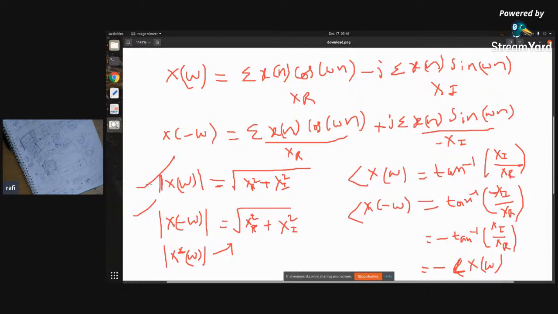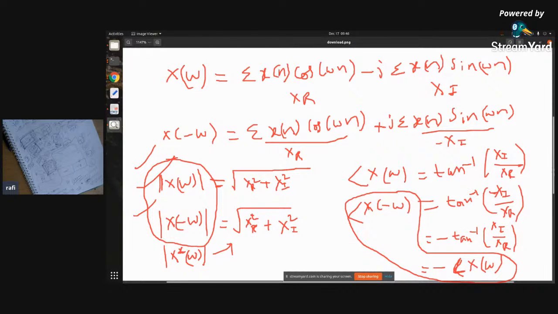So from here, the magnitude of X of omega and the magnitude of X of minus omega are the same. But the angle of X of minus omega is minus the angle of X of omega. This is called conjugate symmetry. This happens when x of n is real.